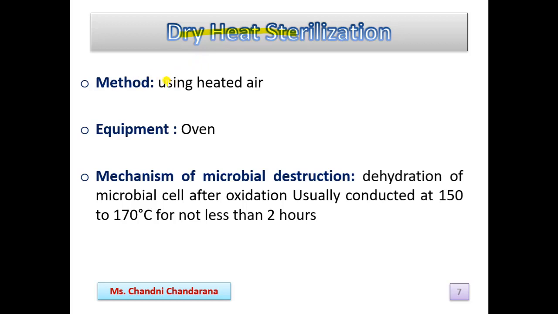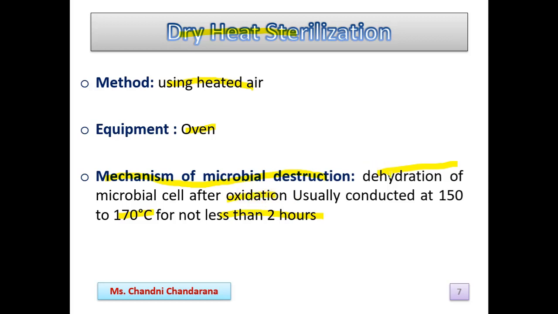Now what is the method? Using heated air. We can say by using a hot air oven, the sterilization is carried out. Now what is the mechanism of microbial destruction over here? Dehydration of the microbial cell after oxidation, usually conducted at 150 to 170 degrees centigrade for not less than 2 hours. Means here the first process will be oxidation.